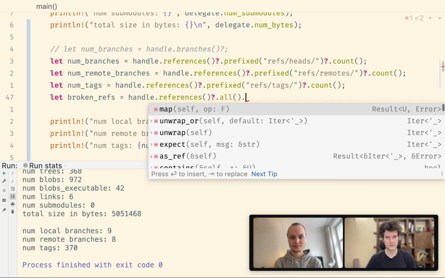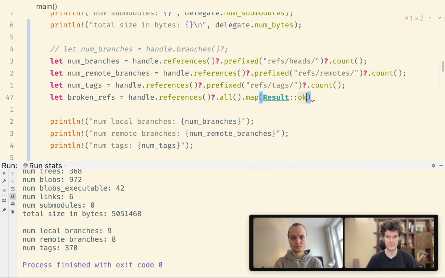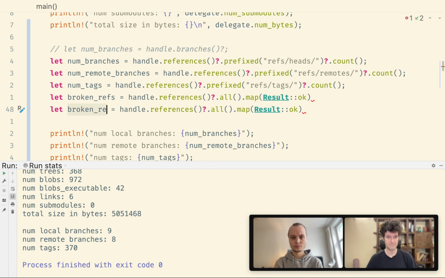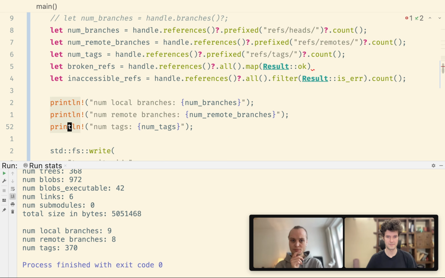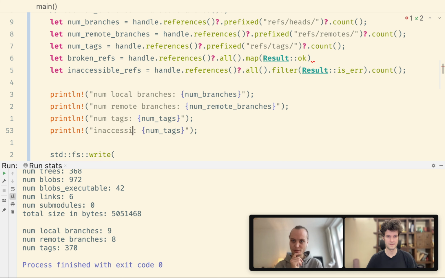With all, I think here I would also go, I want to have as many results as possible. So I would go with result okay, and just take the ones that are working, which might be an interesting thing to count as well, inaccessible refs. So what about filter, result is, count inaccessible refs. Those would be the ones that are malformed somehow. There's some other error. Yeah. Can't access, can't decode.